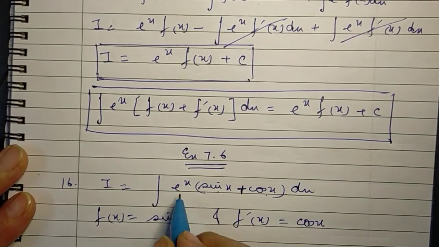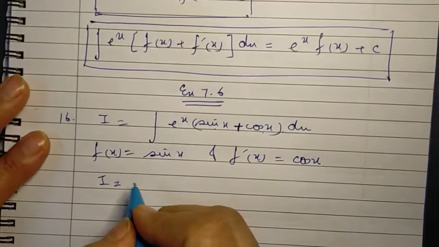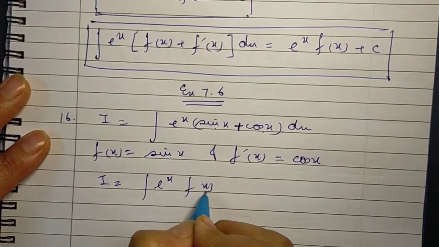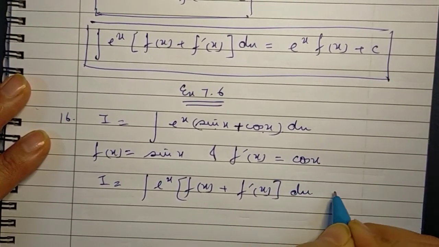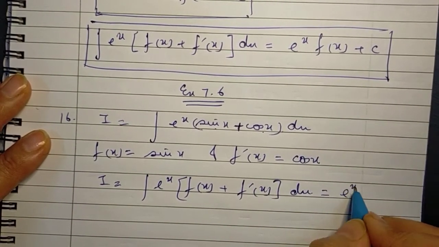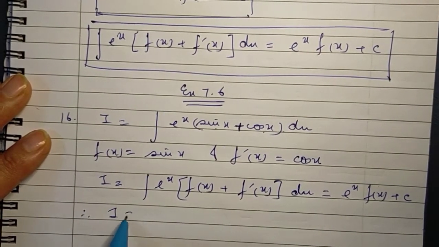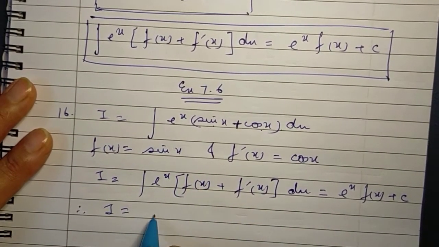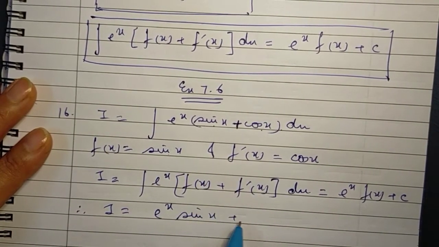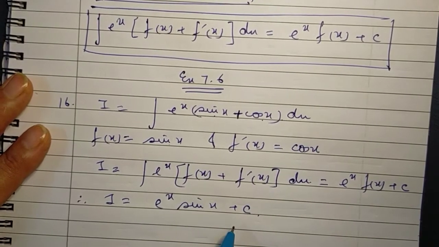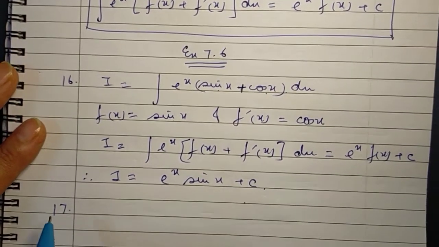So now clearly this is of the form I is equal to the integral of e^x [f(x) plus f'(x)] dx, whose integral is e^x f(x) plus a constant. Therefore the given solution would be e^x sin x plus a constant, which can be written directly. Now let's come to question number 17.